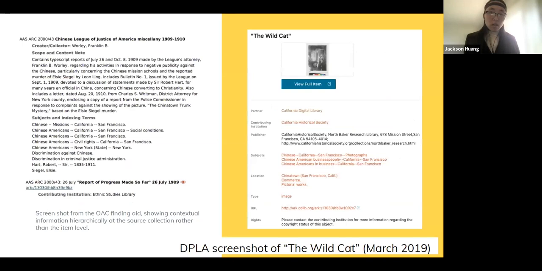Okay, so I wanted to give an example of what this looks like in practice. On the left, we have an item from the OAC Finding Aid. Here's an item from the Ethnic Studies Library at UC Berkeley. You can see that there's really rich source collection level information here, so that you get some sense of the context of how this record was created, how it sits in its archival bond. And then you can see that little I there with the ARC ID. That's how you would be able to access the particular item from the finding aid.